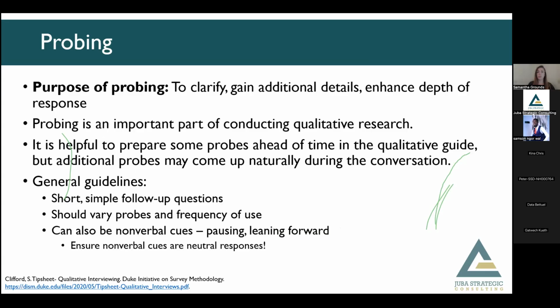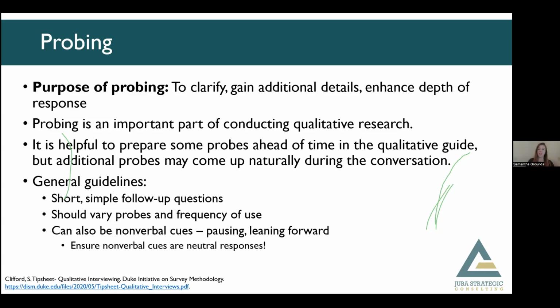So just as we spoke earlier about how our guide is really just a guide. We're not bound by it. We're allowed to deviate from it and follow the course of the conversation. The same idea is with probes. I think it's helpful to think of some probes ahead of time so that you have that guide to look to, but also probes will come up naturally just during the conversation as well.